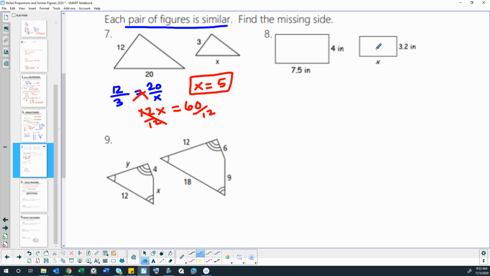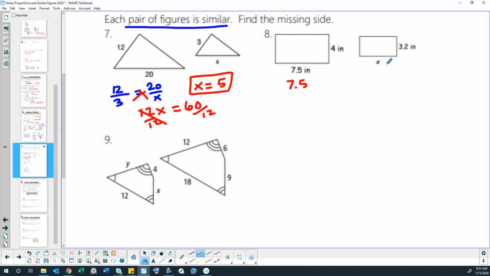Let's do this one. So we've got a rectangle and another rectangle. We know the length and the width of this rectangle, but we don't know the length of this one, even though we do know the width. Okay, so we are going to set up our ratios. This time, just for fun, I'm going to keep each ratio within the same shape.